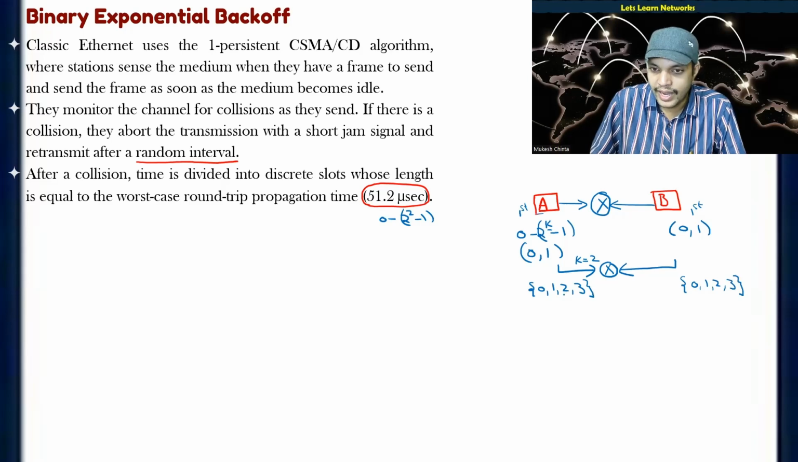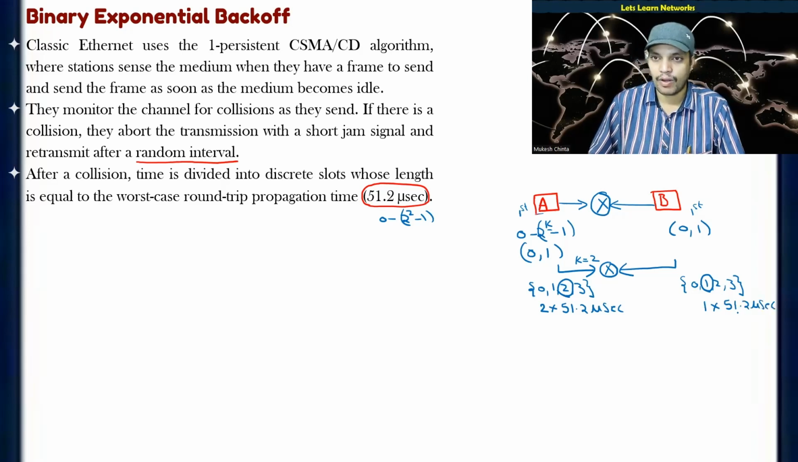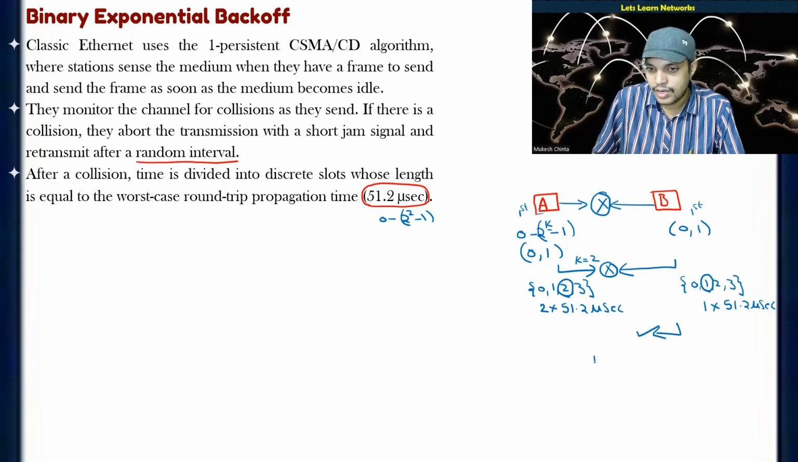So let us assume that A has selected 2 and B has selected 1. Now A will wait for 2 into 51.2 microseconds and B will wait for 1 into 51.2 microseconds. So your random number into that many number of slots. Now what will happen? After one slot, B will start its transmission, success. After 2 slots, A will start its transmission, success.